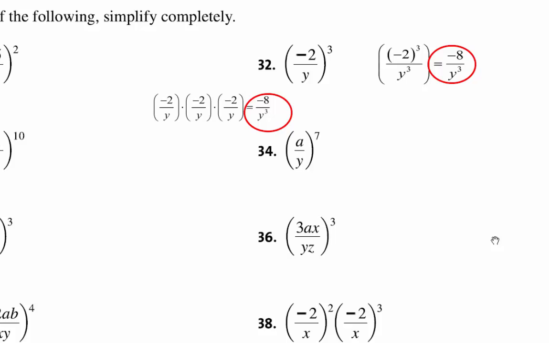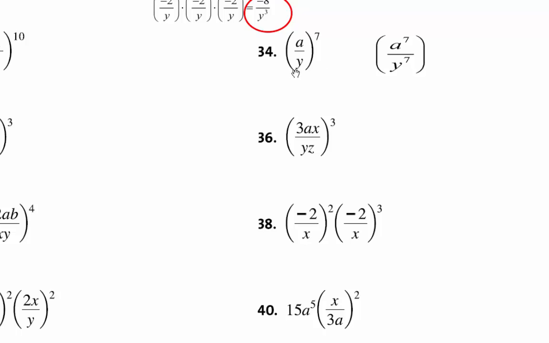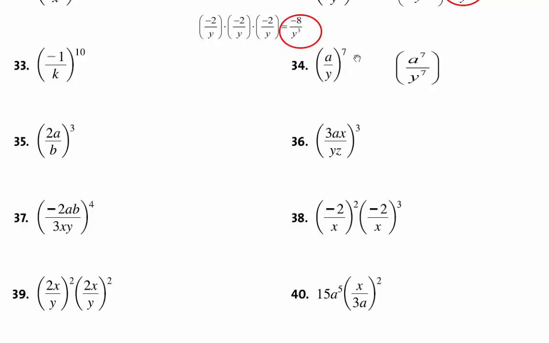Let's try number 34. So for 34, there's really not much to do here. We're just going to take the numerator and raise it to the 7th power, and take the denominator and raise it to the 7th power, and that's pretty much it. We're done.